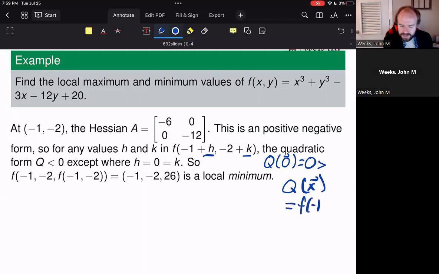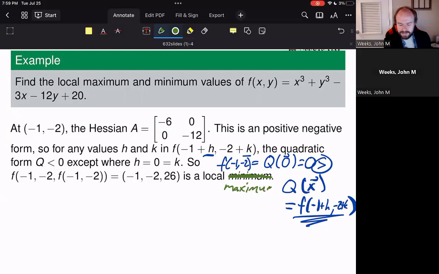And that non-zero vector is going to give me -1 plus h, -2 plus k. So any small change is going to make it less than whatever happens at f of -1, -2. What does that mean? Not that it's a local minimum like I mistakenly wrote here, and I'll do it in a different color to make sure that it is clear. It's going to make it a local maximum instead. It's going to be a local maximum because any change is going to make the number smaller. It's going to make this number smaller than the number it was originally. So this will become a local maximum.